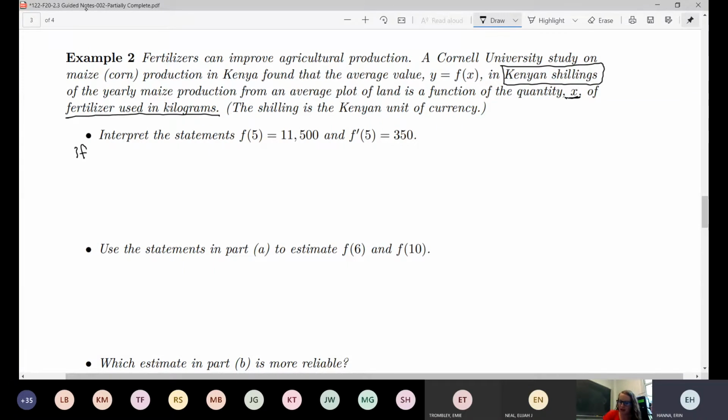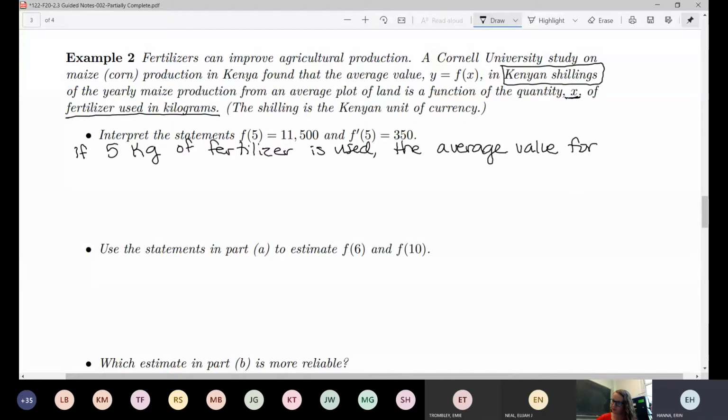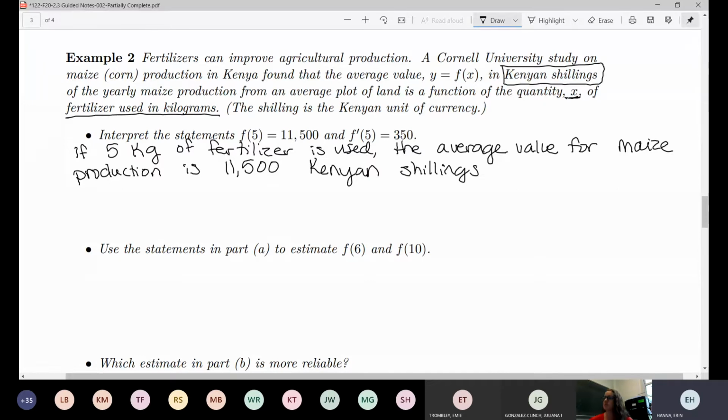So we could say something like, if 5 kilograms of fertilizer is used, the average value for maize production is 11,500 Kenyan shillings. Okay. So that would be interpreting our regular function piece, if you will.